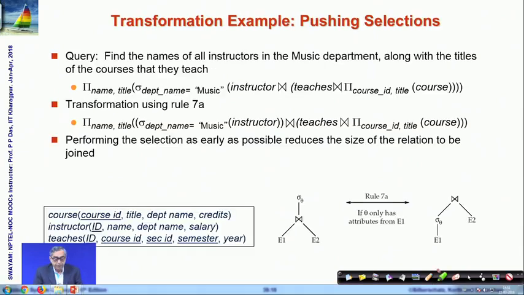Let us move on to a couple of examples. Here is a query, here are the relations from the university database. The query is: find the names of all instructors in the music department along with the titles of the courses they teach. A while ago we saw this.